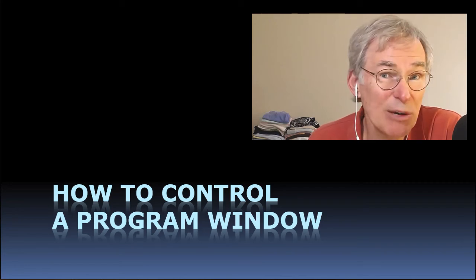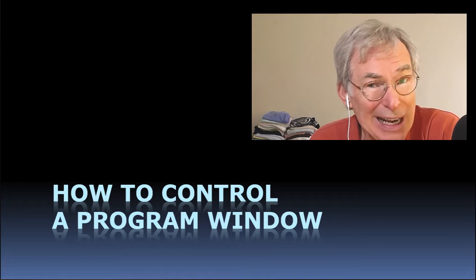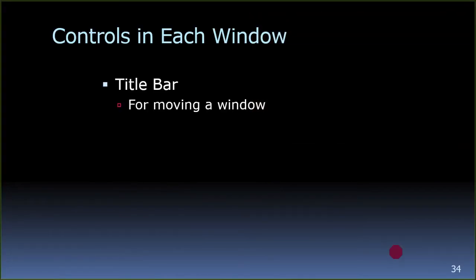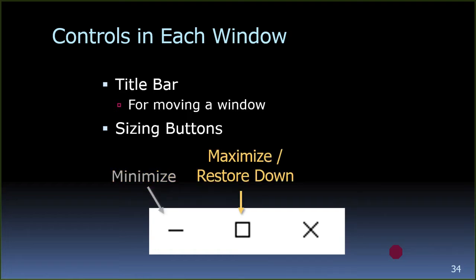Hi, in this video we're going to talk about how you can control the various program windows you'll be creating in Windows. Each program window in Windows has a title bar at the top, and this is very handy for moving the program window around the desktop and moving it to different locations. Also, on the right side, there are sizing buttons, and these are very useful for doing things like minimizing the program window or maximizing it so it takes up the whole screen, or if you want to close down the program, just click the X.